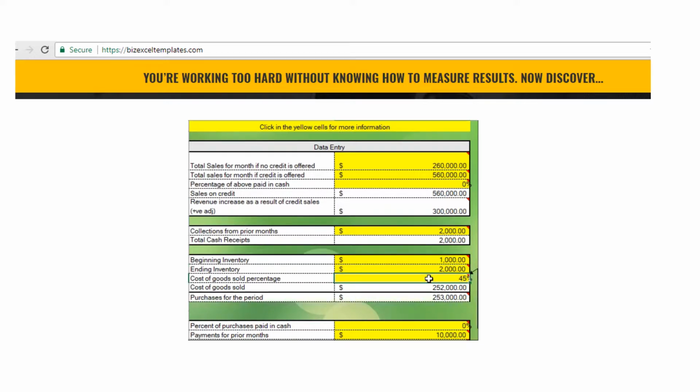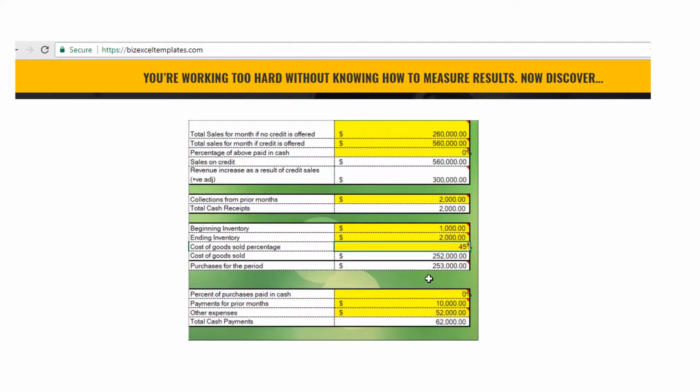So for example, if you buy a product for 10 and sell it for 20, your cost of goods sold percentage is 50%. So in this case, it's 45%. Lastly, you enter the percentage of purchases that you pay in cash. So any inventory that you pay right away. If you don't pay anything right away, then it's 0%. But if some vendors require you to pay right away, then you enter that percentage. So if it's 50%, you put that in there. Then you write the payments that you're making for prior months, and then you enter any other cash expenses you expect to have in the current period.